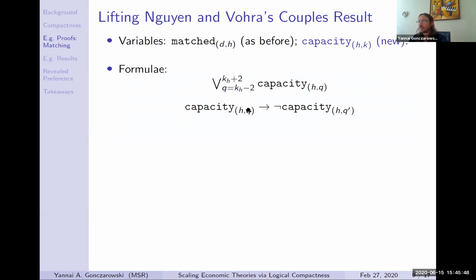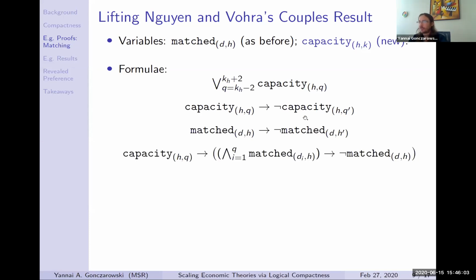And we're going to say that if the capacity of the hospital is something, it can't be something else. That's like if a woman is matched to a man, she's not matched to another man. And we're going to have the same formulas we already had, saying that if a doctor and a hospital are matched, that doctor is not matched to a different hospital.